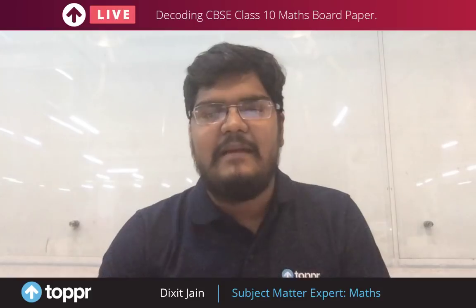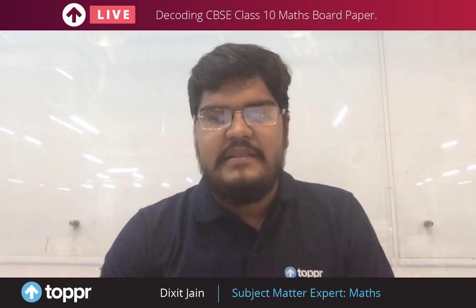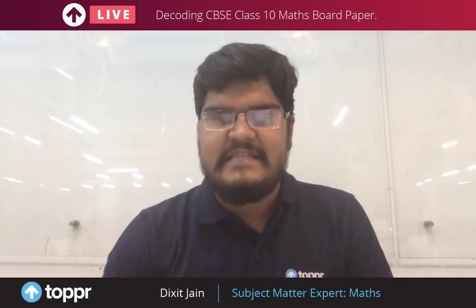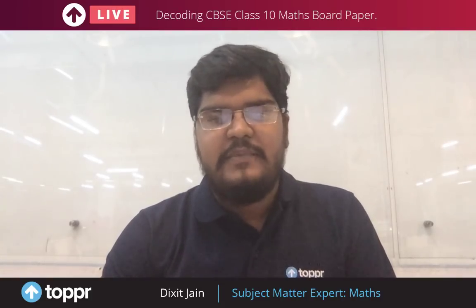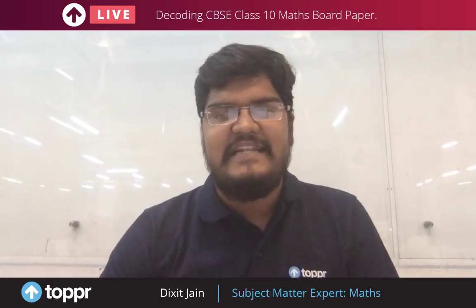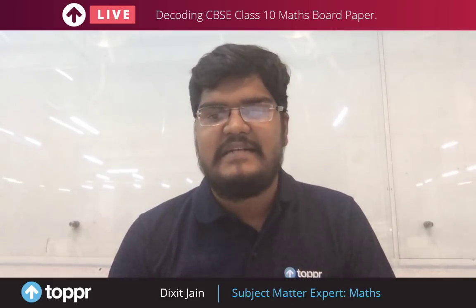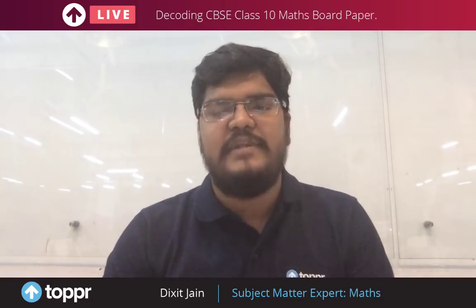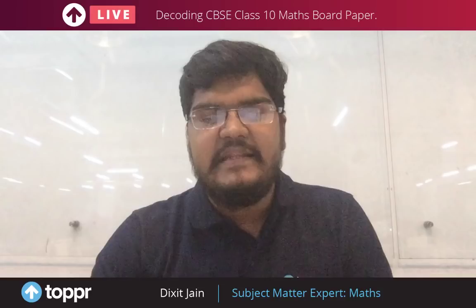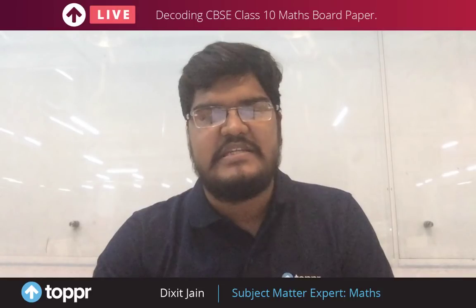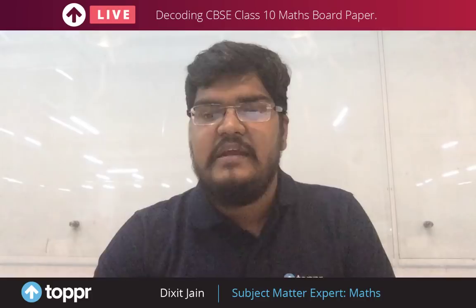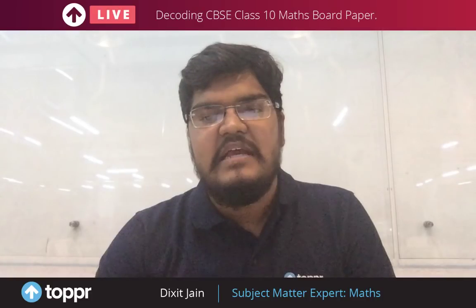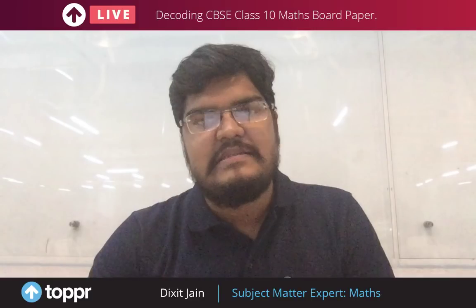So I have the breakup with me. Real numbers: the weightage in 2017 was 0 marks, but this year it had 6 marks. Then polynomials: in 2017 there was no question on polynomials, but in 2018 we had a question of 3 marks. From pair of linear equations, no question last year, but this year it was 11 marks. I am considering 11 because there was an extra question of 4 marks there as well in the choice.